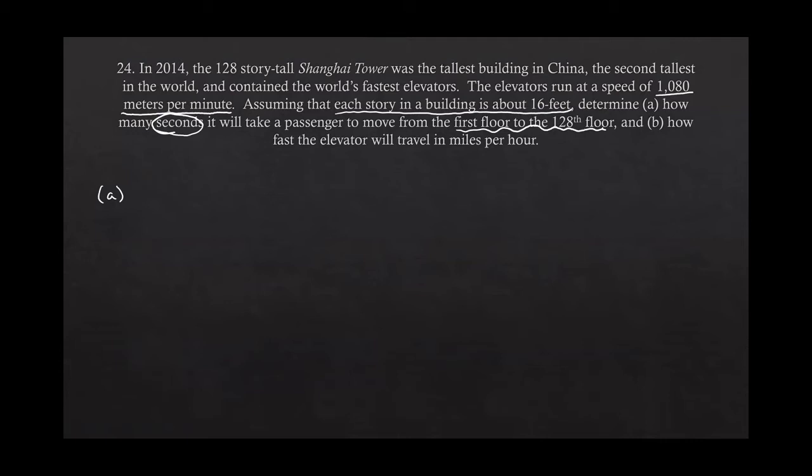Something I want you to be very careful of. When you move from the first floor to the second floor, you've moved through one story. Second to third, now you've gone through one more, so 2 stories. So that means by the time you get to the 128th floor, you've only gone through 127 stories. You would have to go to the roof to go through all 128 stories. So just be careful of that. We're really saying this is to move through 127 floors or stories. So we're asked to take this and convert it into seconds.